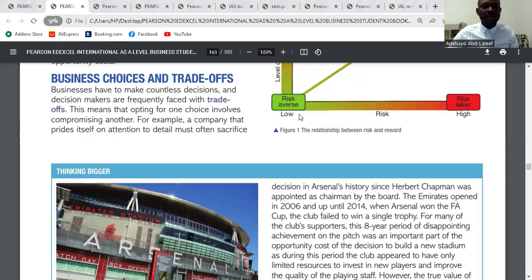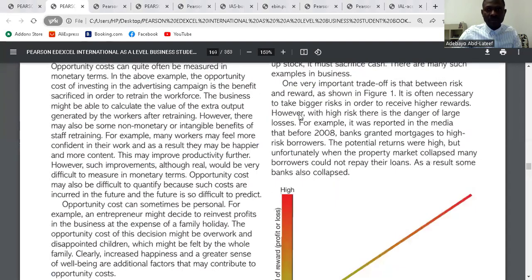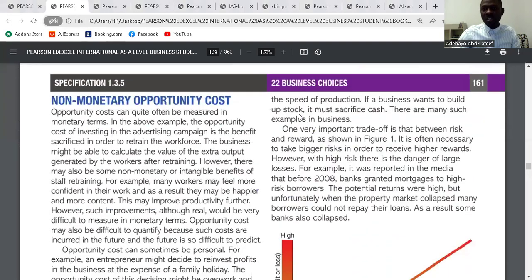For trade-off, they said, okay, businesses have to make countless decisions, and decision makers are frequently faced with trade-offs. This means that opting for one choice involves compromising another. For example, a company that prides itself on attention to detail must often sacrifice the speed of production. If a business wants to build up stock, it must sacrifice cash. There are many such examples in business.